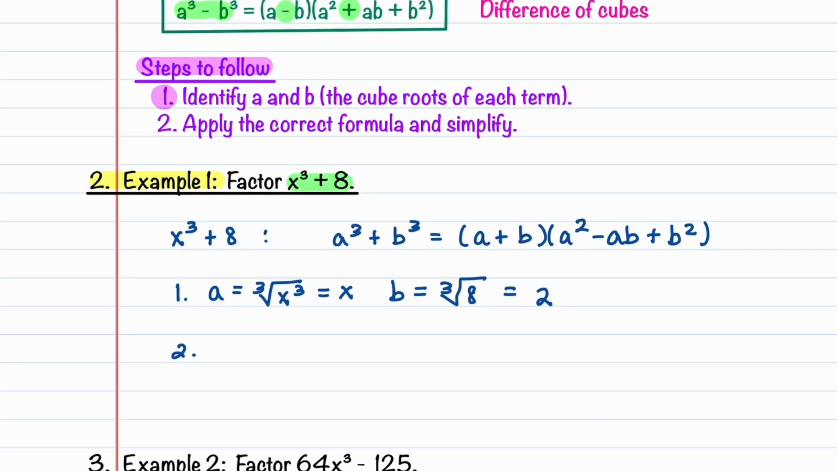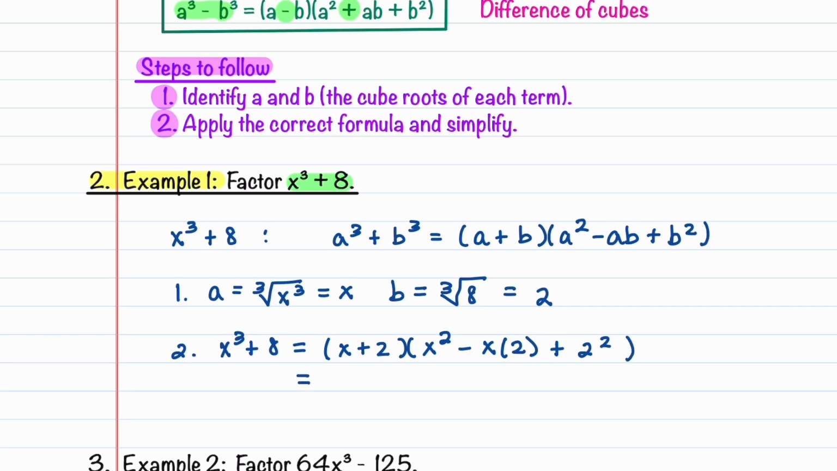Our second step is to apply the correct formula, which we've already written down, and then simplify. We have x cubed plus 8 is equal to, now we're going to apply the formula. It's equal to a plus b, so that's going to be x plus 2. And then we have a squared, which is x squared, minus a, which is x times b, which is 2. And then we're going to add b squared, which is just 2 squared.